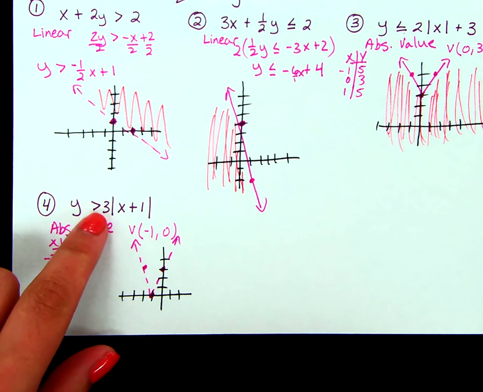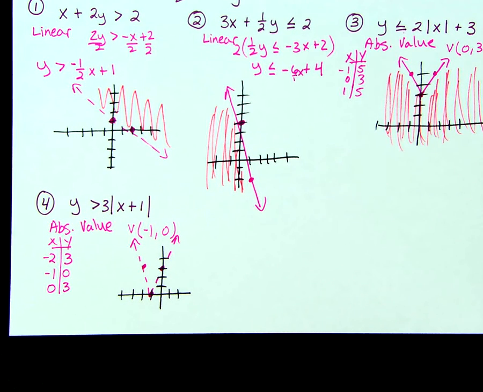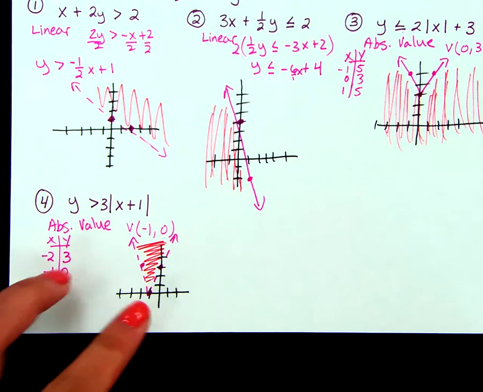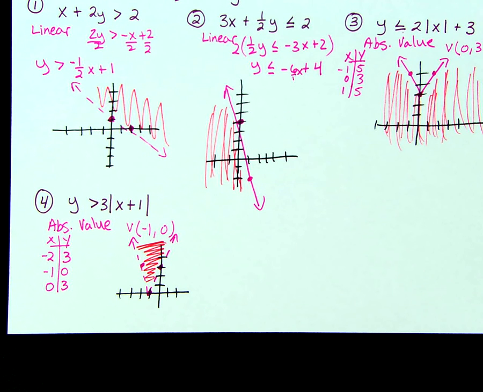And then we're dealing with greater than, so that means we want all of our bigger y values. That means that we're shading inside of our V for this one. And that is going to conclude section 8.